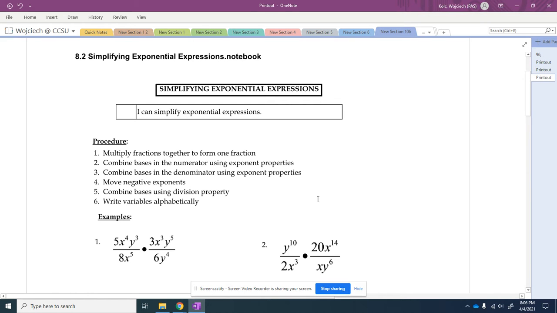Hello students, welcome to section 8.2, and today we'll talk about how to simplify exponential expressions. So the learning target for today is: I can simplify exponential expressions.